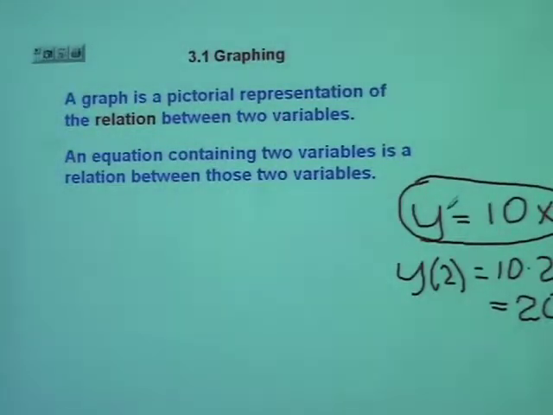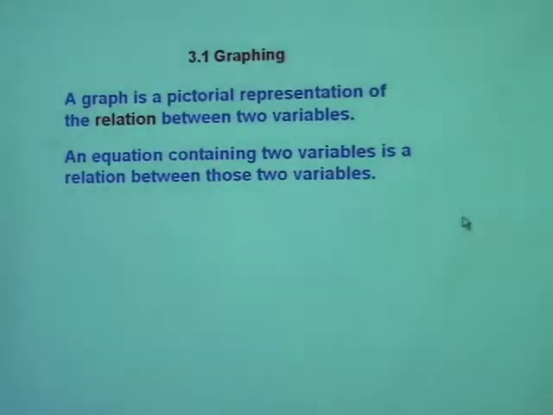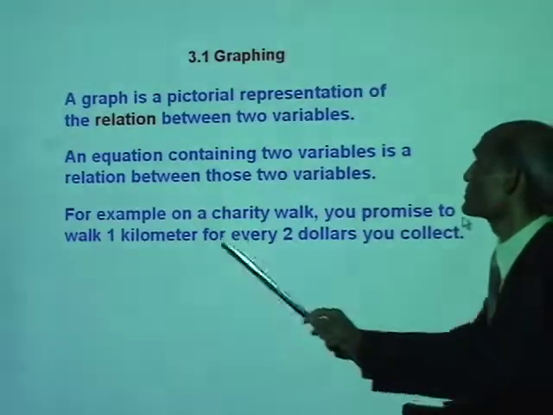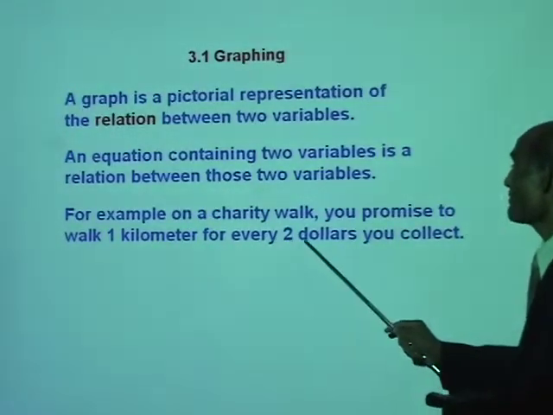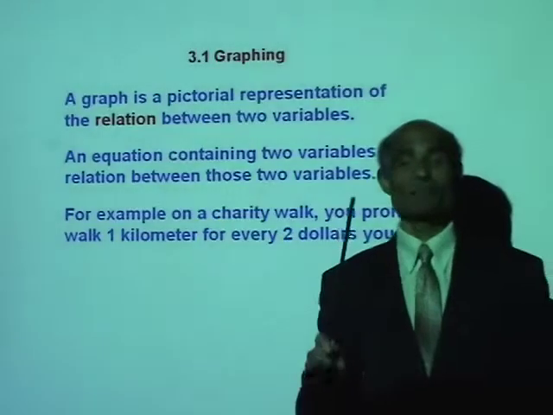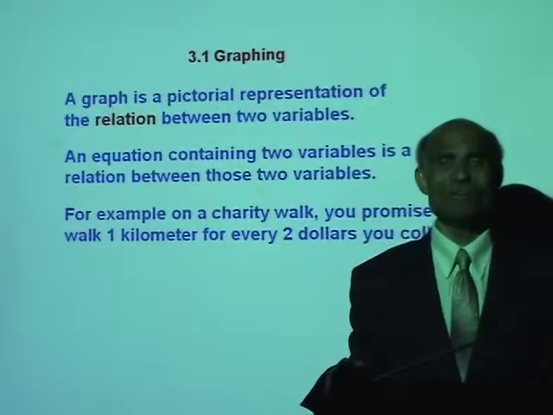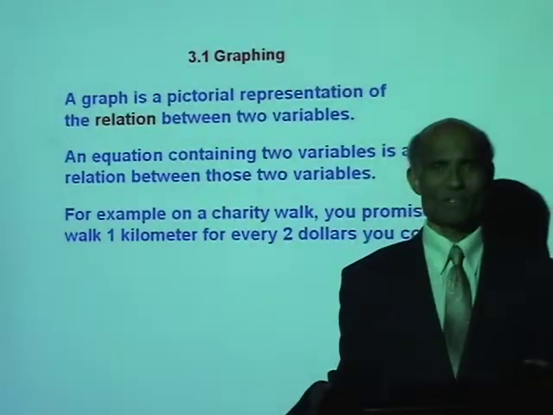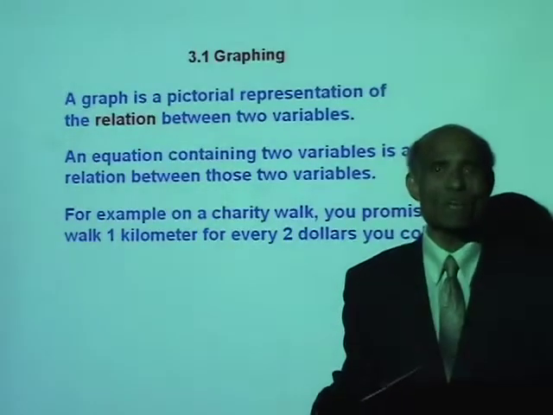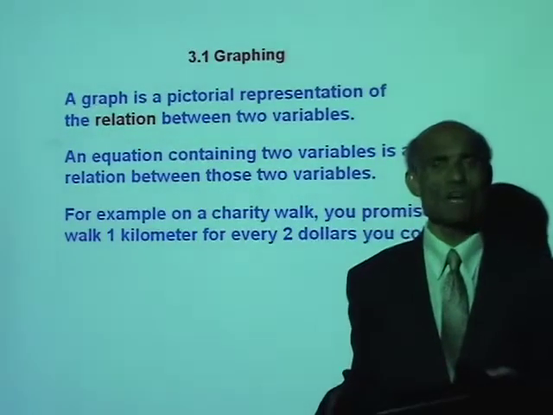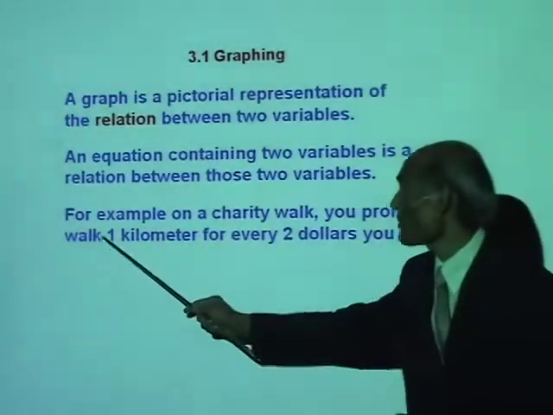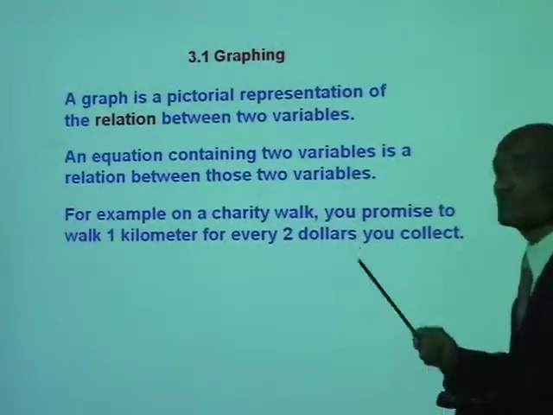Okay, I'm going to give you another example to illustrate another situation. For example, on a charity walk, you promise to walk 1 kilometer for every $2 you collect. I have a little girl in my neighborhood who comes to me almost every year, saying, I'm going to walk for my charity. Would you pay me money for every kilometer I walk, $2 per kilometer? And I give her some money. Well, that's what I have used here. For every kilometer she walks, she collects $2.